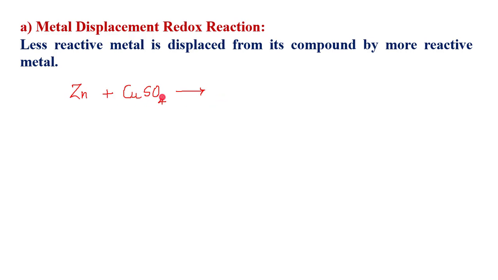So in that copper sulfate solution you will add zinc. After some time what you will find is the blue color solution will change to colorless because zinc sulfate will be formed, and at the bottom of the container you will find a precipitate or brown color substance that will be nothing but copper. So what is happening here is zinc is more reactive than copper.